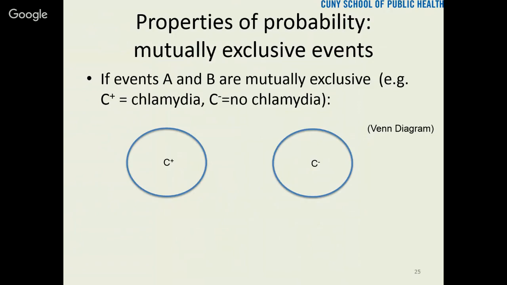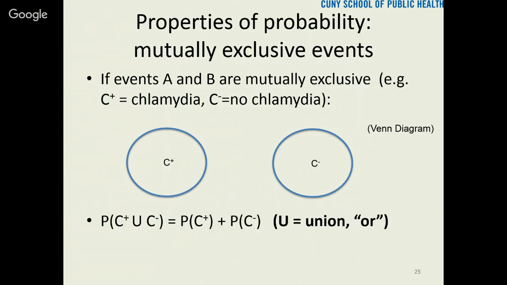All right, so if these two events are mutually exclusive, such as having chlamydia or not having chlamydia, then there's no overlap in the Venn diagrams. We can write that out by saying that the union of the two is just the sum of those two probabilities, because there's no overlap. If there was overlap, would the probability of the first event union with the second be more or less than in this case?